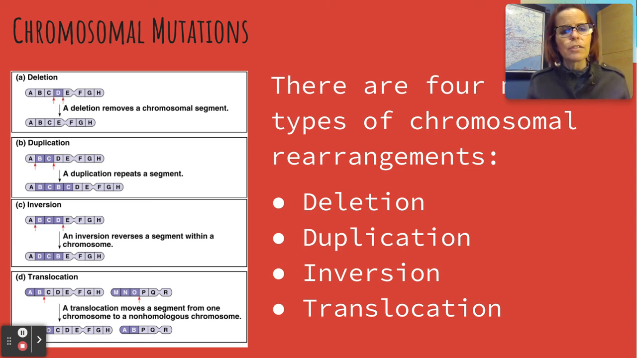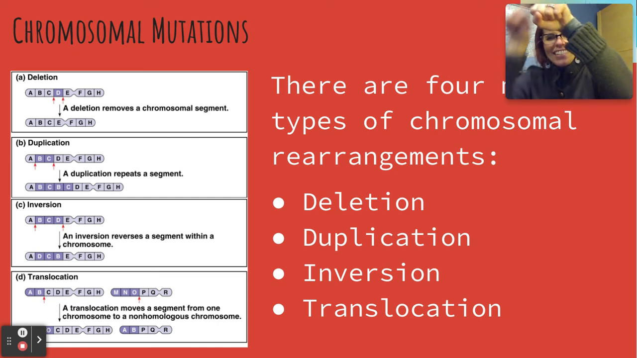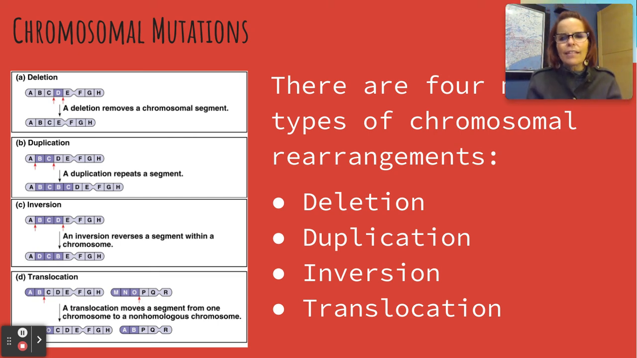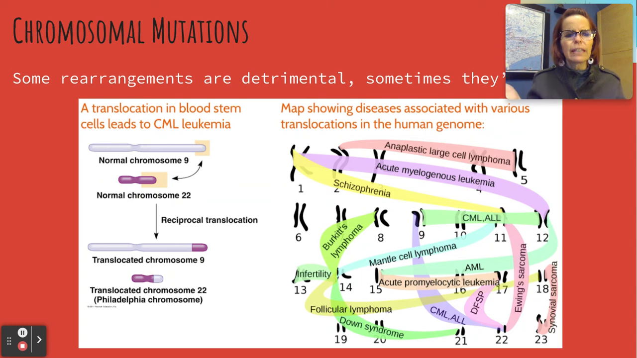Translocations are a big deal. We'll talk about them more a little bit later on. But translocation is when a part of a chromosome breaks away, and then it reattaches onto a different chromosome. Trans means to move, and then location. So it moves locations.